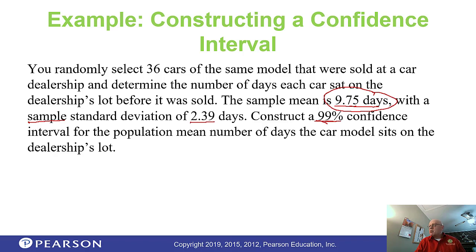Why 99% when it's usually 95%? Because this is very important. We want to make sure we can get those cars off the lot, because as long as they're on the lot, they're costing money. So we want 99% so we can be more sure of the answer we get.